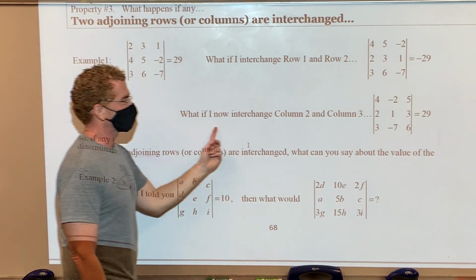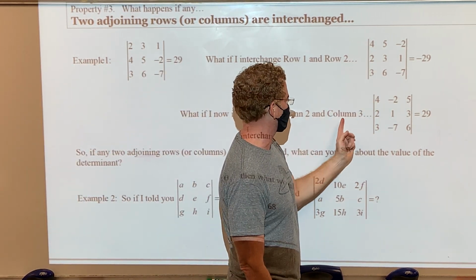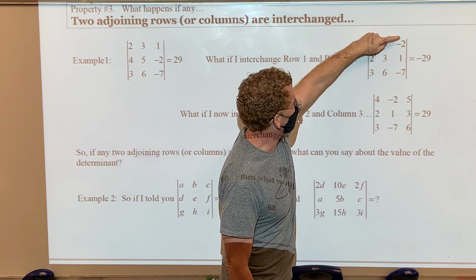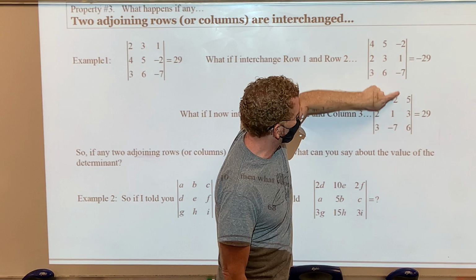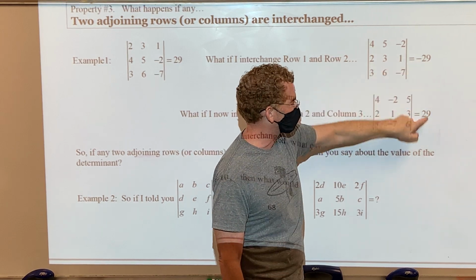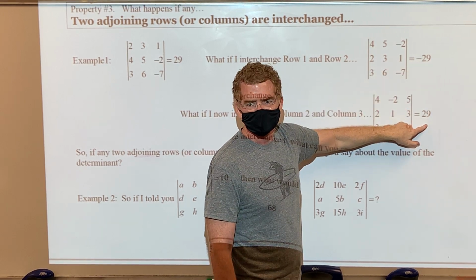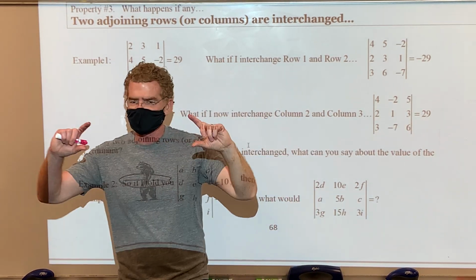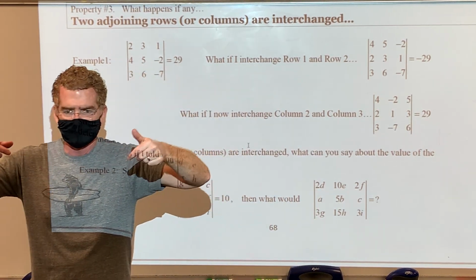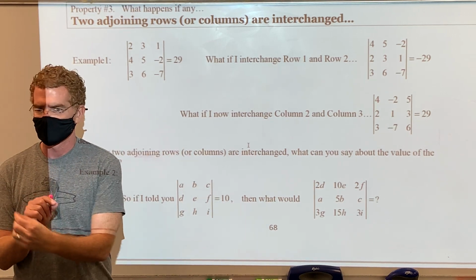And then, if I interchange column 2 and column 3, there's column 3, I'm putting it there, there's column 2, I'm putting it there. What happened from that to this? Change signs again. So, do you think you come up with the rule? What happens if I interchange any two rows or any two columns? You have to multiply them.